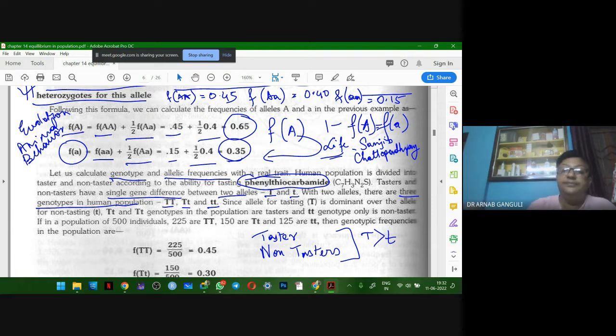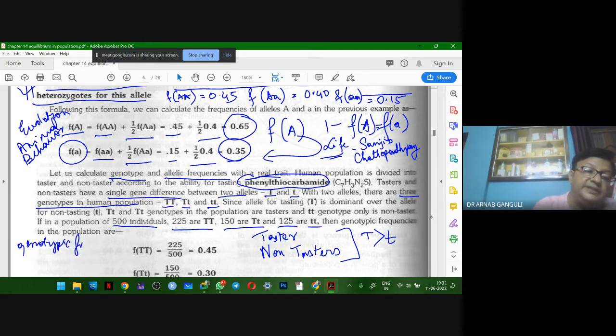So, in a population of 500 individuals, 225 are capital T capital T, 150 are capital T small t, and 125 are small t small t. Now, your task is to find the genotypic frequency or genotype frequency and then the allelic frequency.